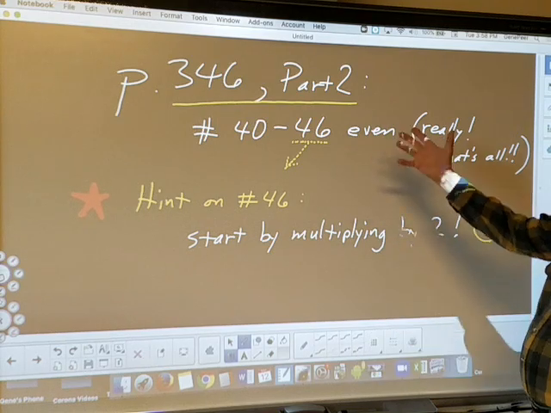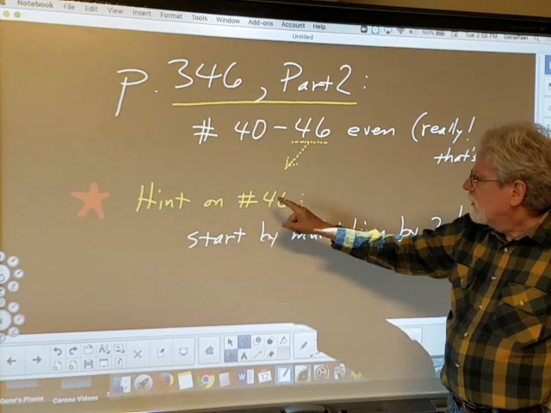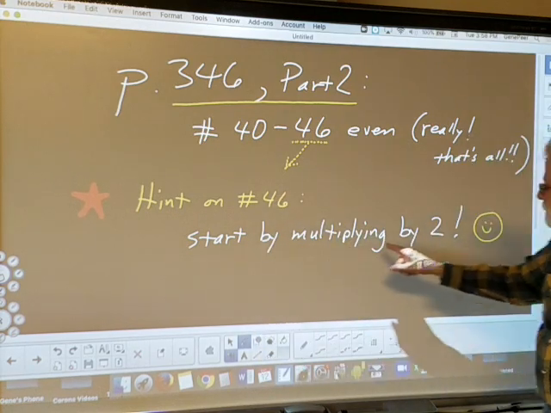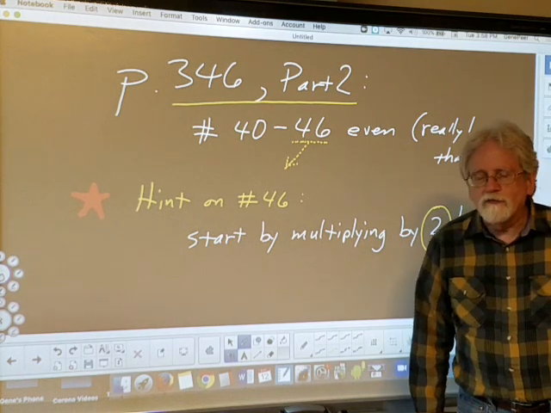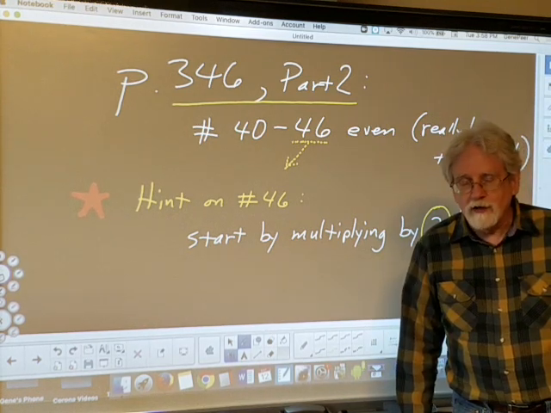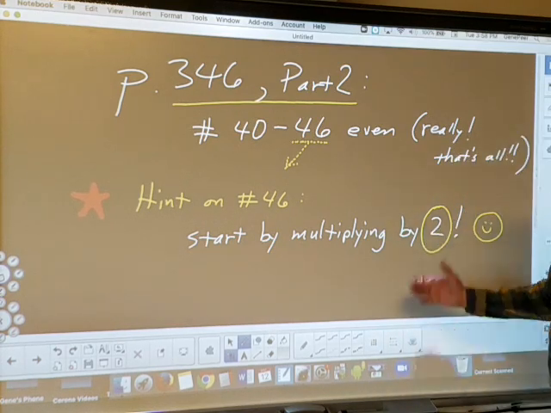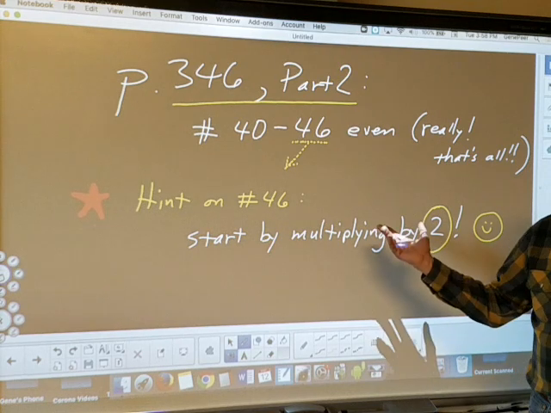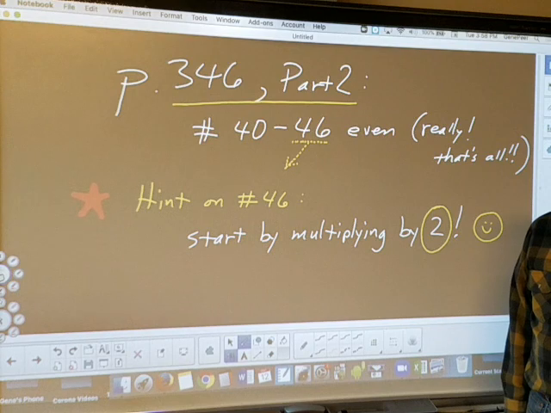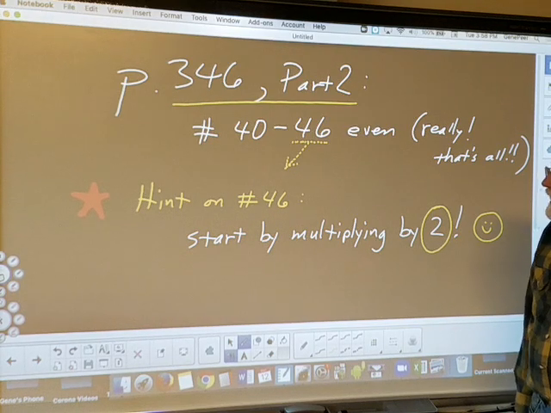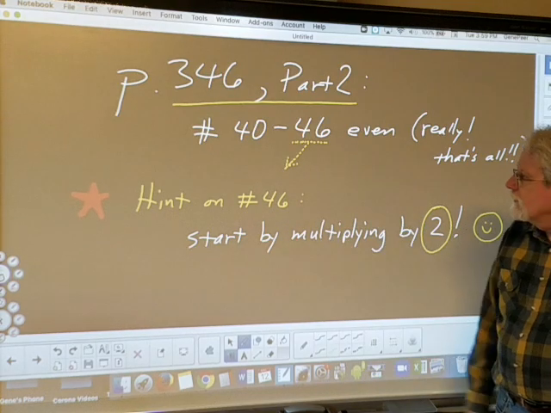Numbers 40 through 46 even. And just a hint on number 46. On number 46, start by multiplying everything by 2, and your life suddenly becomes really easy. And you'll say, "Oh, bless your heart, Mr. Bear, thank you for that hint." Yeah. You multiply everything by 2, your fraction goes away, and everything is just like all the others. Very simple. They tried to trick you, but they can't trick you because I just told you how to handle it. Multiply by 2 for number 46.